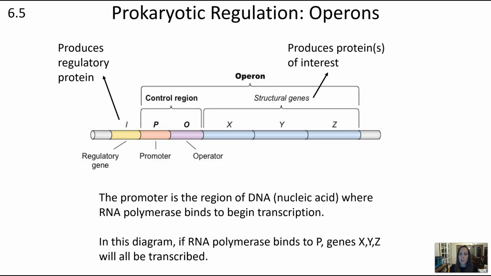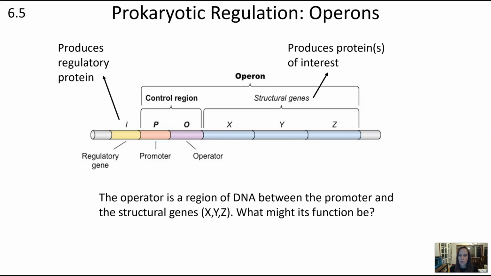A promoter is a region of DNA. You can see it's on that tube-looking thing that's representing DNA. So a promoter is a nucleic acid, and that's where RNA polymerase binds to begin transcription. So it promotes the beginning of transcription. In this diagram, if RNA polymerase binds to P, the promoter region, genes X, Y, Z will be transcribed. And so in operons in prokaryotes, this is a single switch that turns on a whole bunch of lights. So rather than have them each controlled individually, they're controlled as a group.